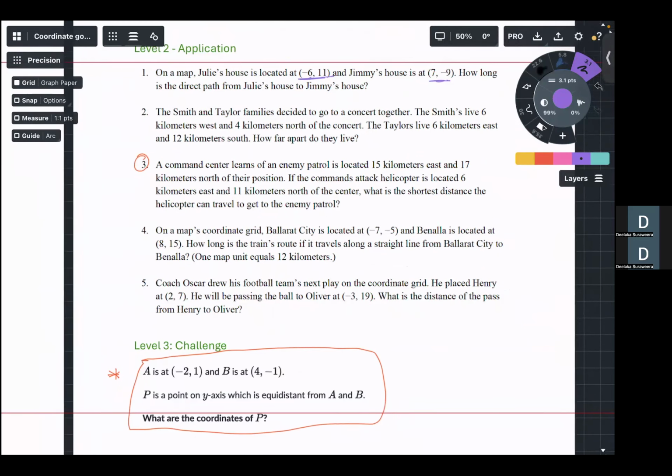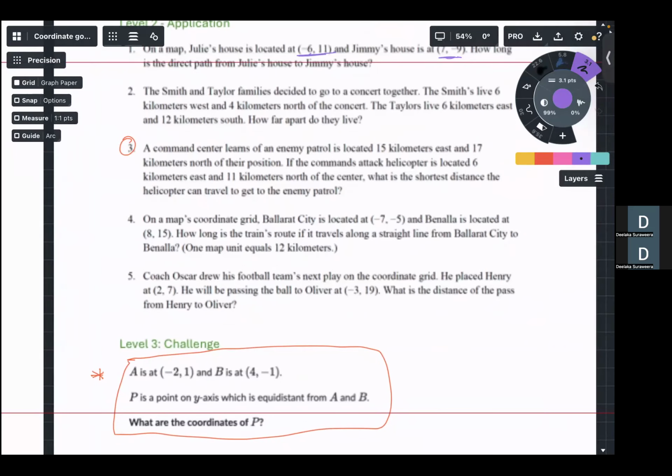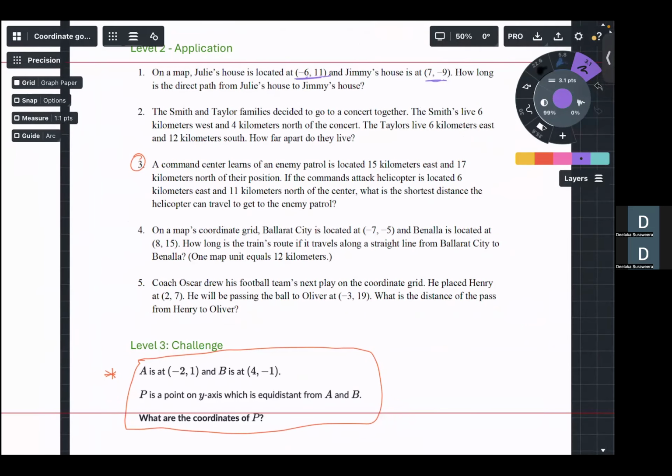What was 16 times 16 again? I think you remembered last time. 256, right? Yes, 256. Sorry.